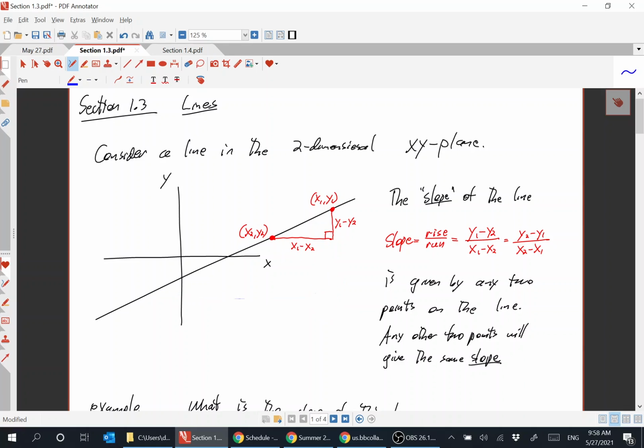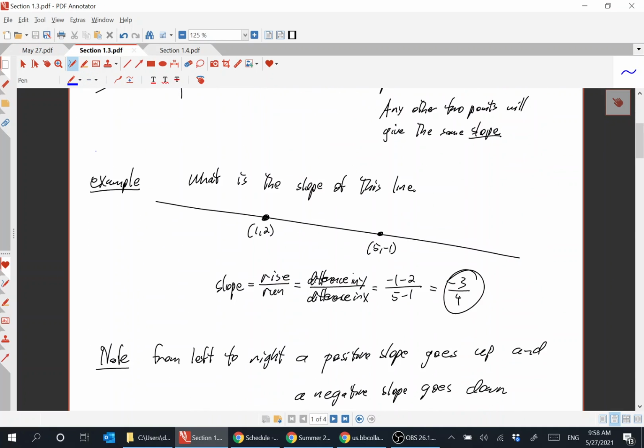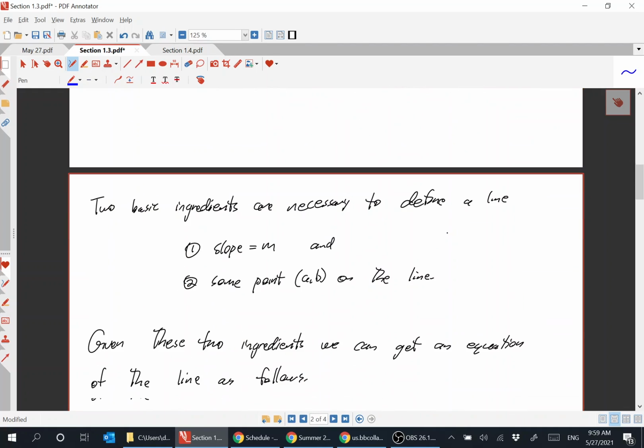Okay, so for example, we've got this line here and it's got this point and that point. The slope is -3/4. By the way, a slope from left to right goes down when it's a negative slope. A slope from left to right goes up when it's a positive slope. Two basic ingredients are necessary to define a line. One, you need the slope, and two, you need some point on the line.